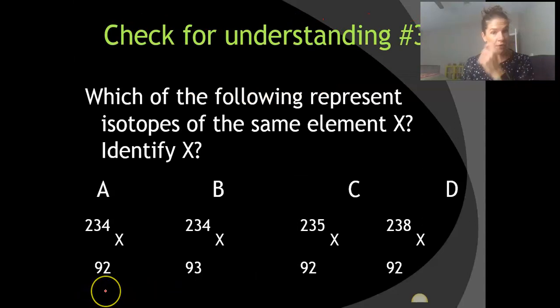All right, so which of the following represents isotopes of the same element X? Take a few seconds, talk to your shoulder partners, figure out which of these following, A, B, C, or D, represents isotopes of the same element X. Then I want you to figure out what X is. That means you're going to have to pull out your periodic tables and figure out what X is.